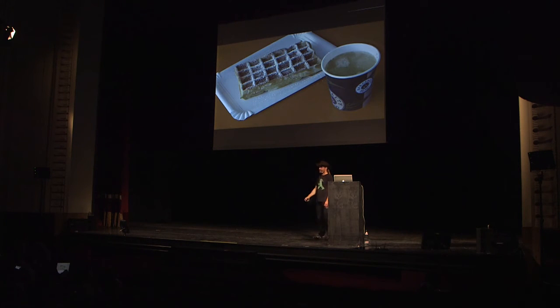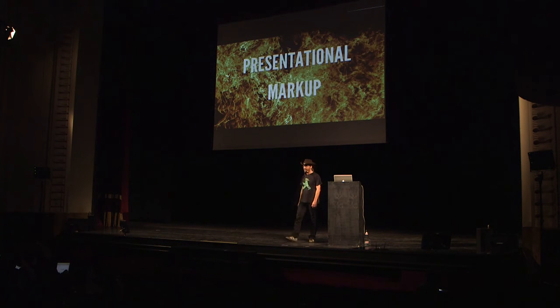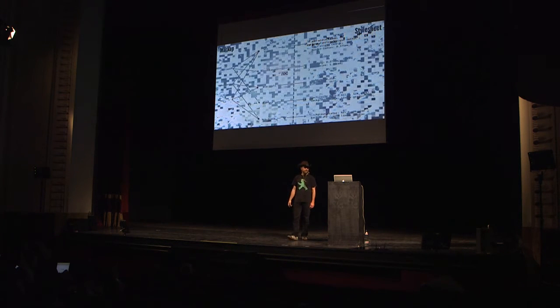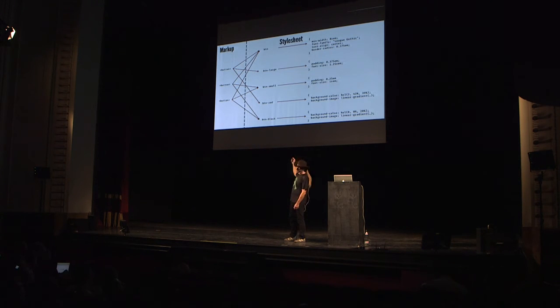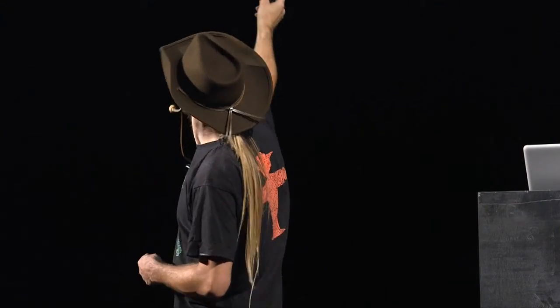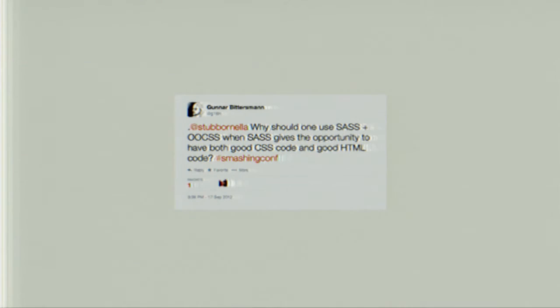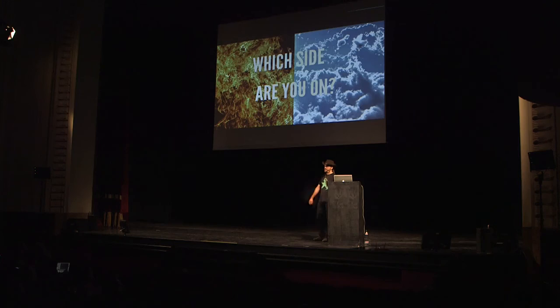So, the takeaways. Presentational markup is hell. Separation of concerns is heaven. And you can get the best of both worlds by shifting that line, by having those things in the style sheet, not in the markup. So, why should one use Sass and OOCSS when Sass gives the opportunity to have both good CSS code and good HTML code? My answer to that is you shouldn't use OOCSS, you should use OOCSS. So, which side are you on?